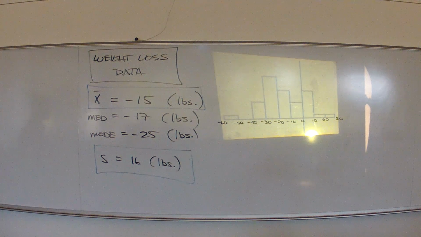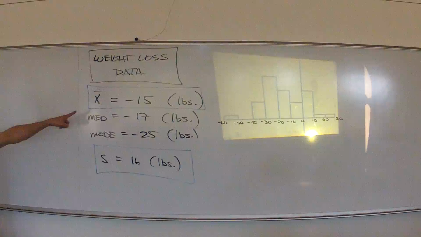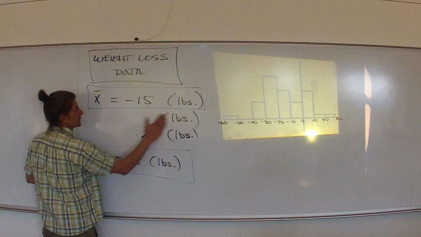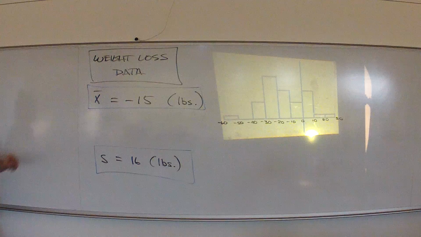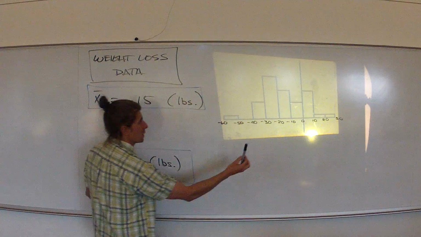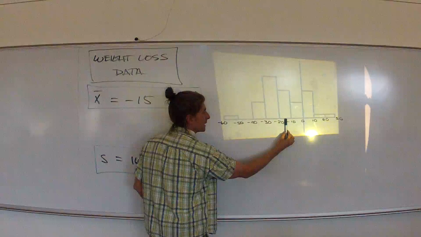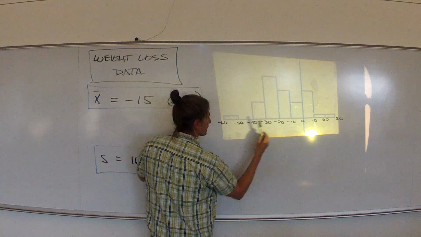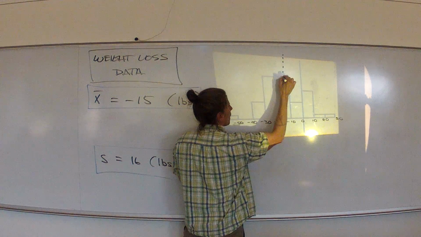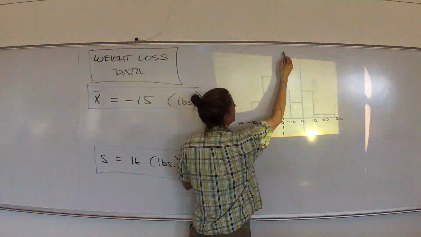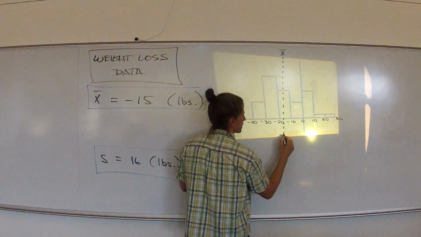Fair enough. Where's the average in that graph? Let's get rid of these guys. This is why I changed the window. Do you see? It's right here, isn't it? Negative 15. That's the balance point. That's x bar. That's x bar at negative 15.